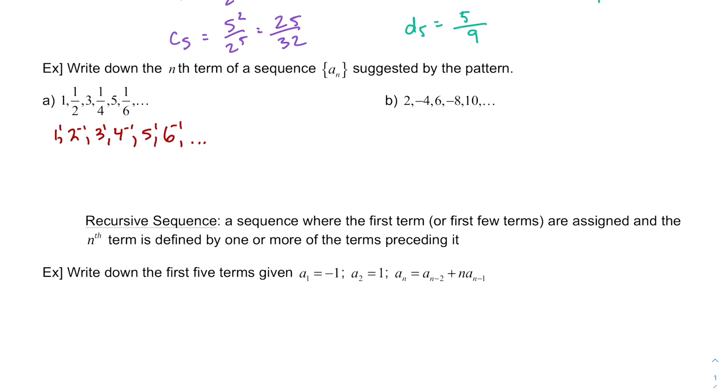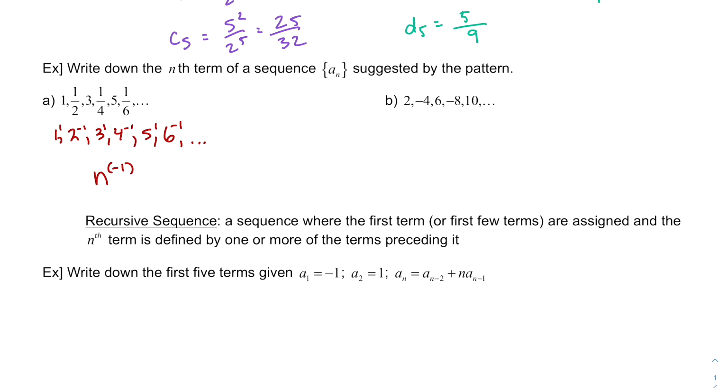Because what it appears to be happening to me is that the exponent is alternating. The base is n, right? For each of them, the base is just the number of the term. But the exponent is alternating between positive and negative values. And the first one is positive 1.